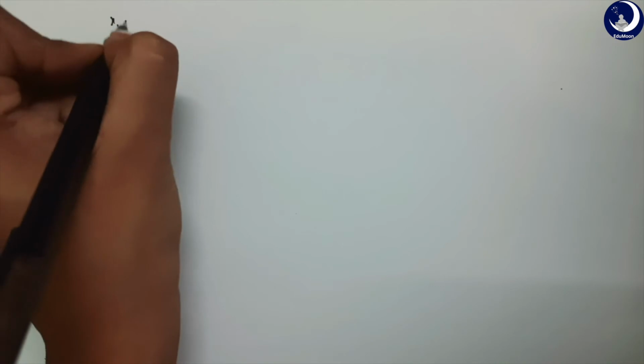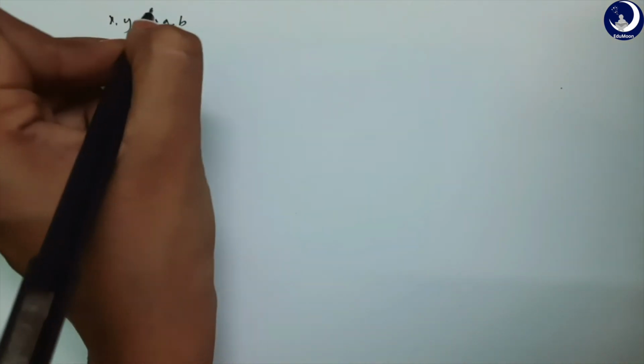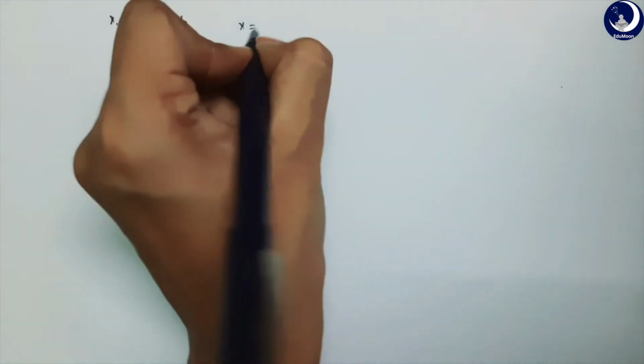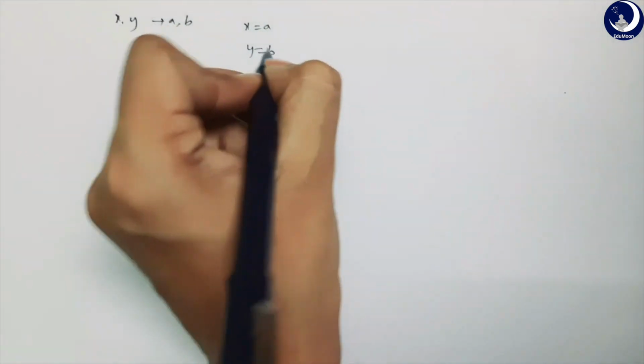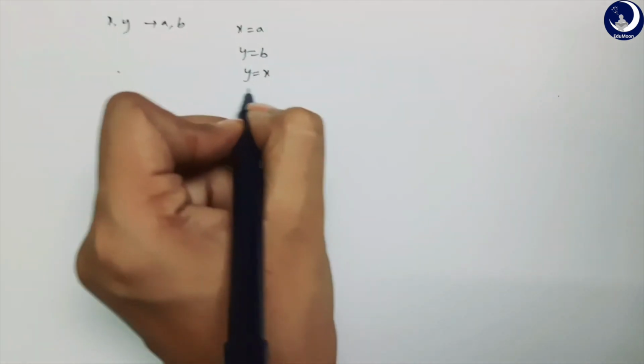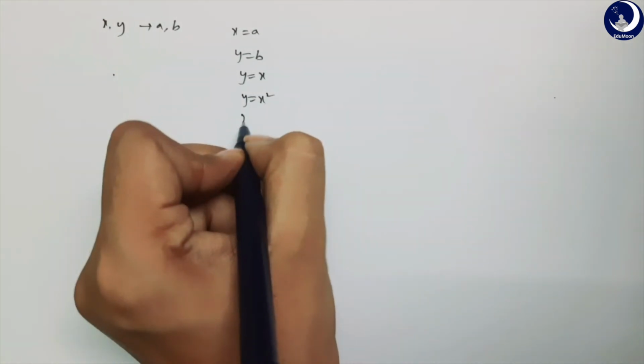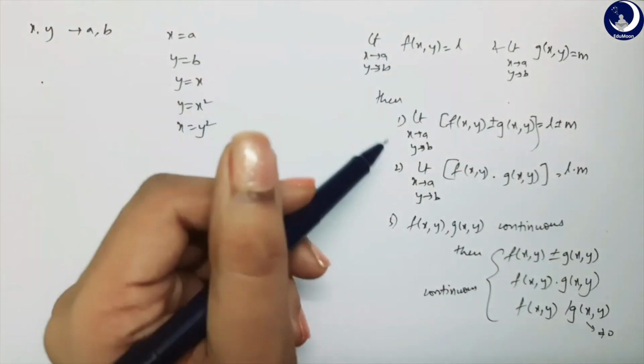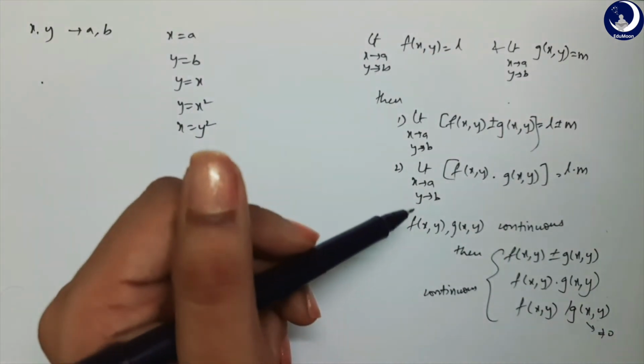So for limits, when (x, y) tends to (a, b), the common paths that we consider to find the limits of those two variables are x equals a, y equals b, y equals x, y equals x squared, and x equals y squared. These are usually the paths we follow. I mean, technically speaking, there are infinite paths, but these are the ones we usually follow. And just like single variable functions, for functions of two variables, all these cases hold.